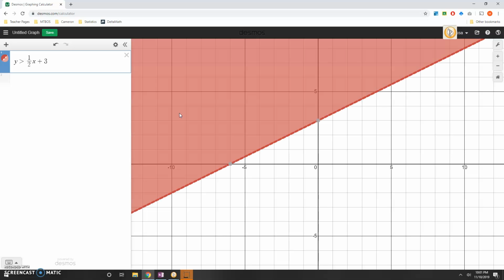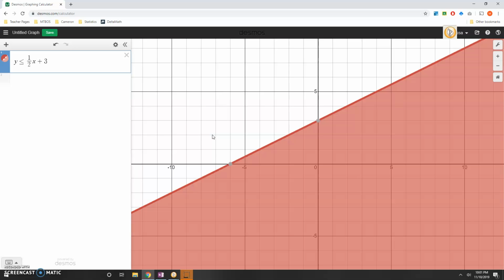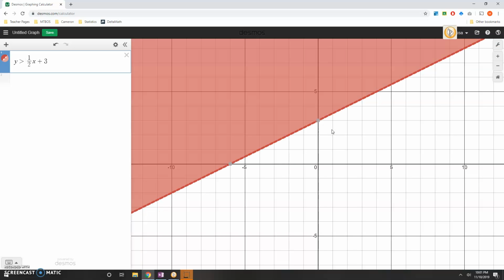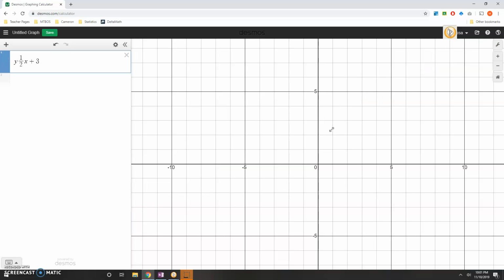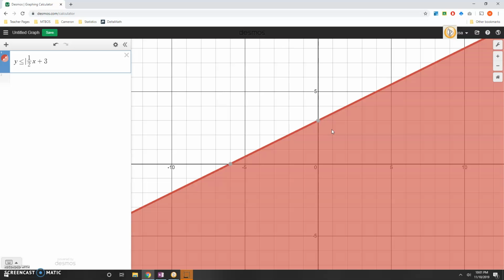Let's flip this up to a greater than, and if I add an equal sign here, currently I have a dashed line. If I add an equal sign, that dashed line turns solid. So if I have greater than or equal to, I am solid, shaded above. Less than or equal to, I am solid and I'm shaded below. So remember, greater than, dashed above. Less than, dashed below. Greater than or equal to, solid above. Less than or equal to, solid below.